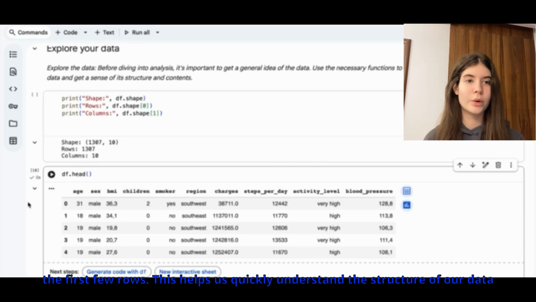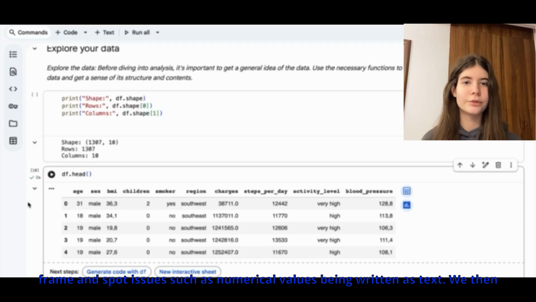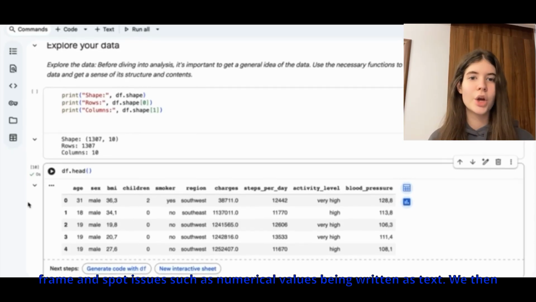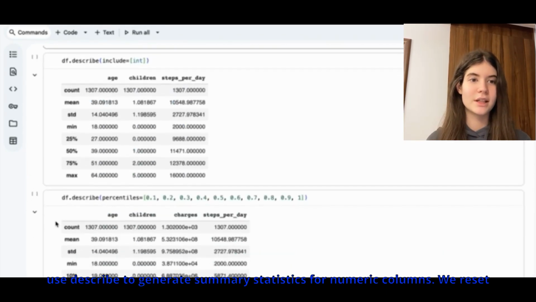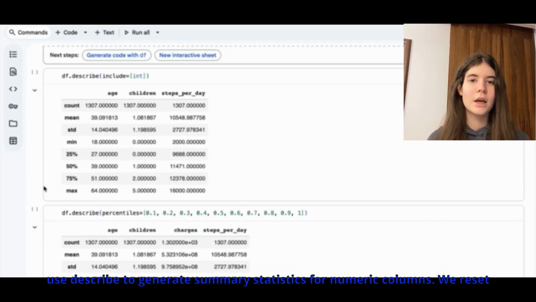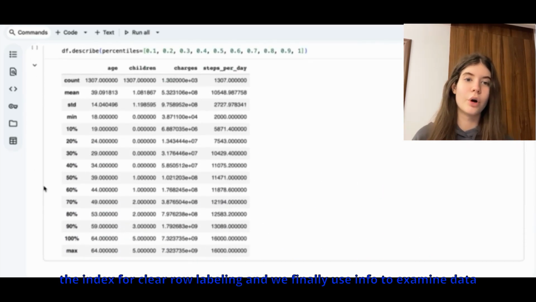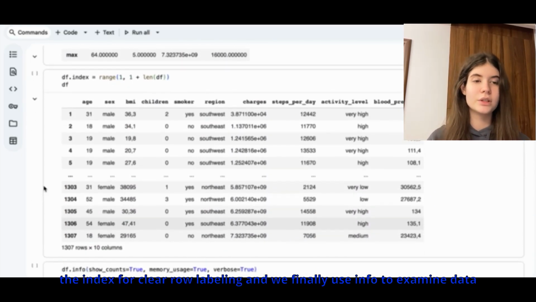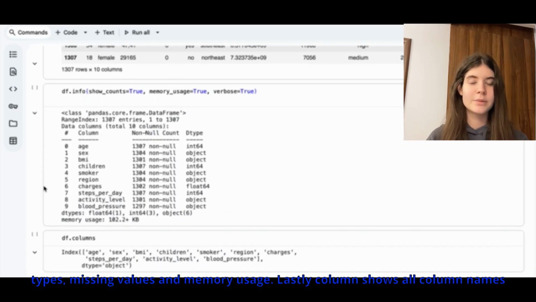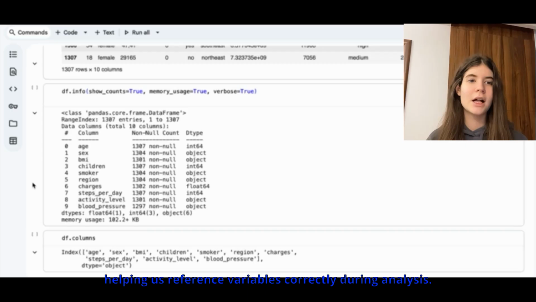This helps us quickly understand the structure of our data frame and spot issues such as numerical values being written as text. We then use describe to generate summary statistics for numeric columns. We reset the index for clear row labeling, and we finally use info to examine data types, missing values, and memory usage. Lastly, columns shows all column names, helping us reference variables correctly during analysis.